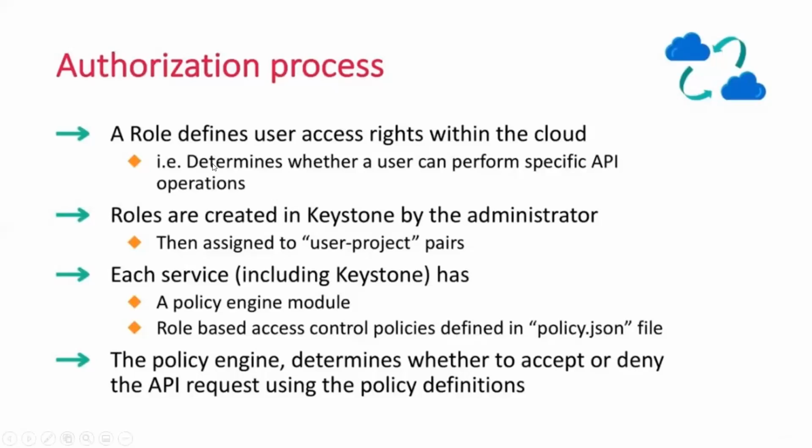So authorization process: a role defines user access rights within the cloud. In other words, a role is a group of users and their permissions. It determines whether a user can perform specific API operations, whether you can perform certain kinds of operation, whether you can create a VM, an image, or a server, an instance, and things like that. So roles are created in Keystone by the administrator. So again, an admin logs in, he will first create the roles based on the project's requirements.